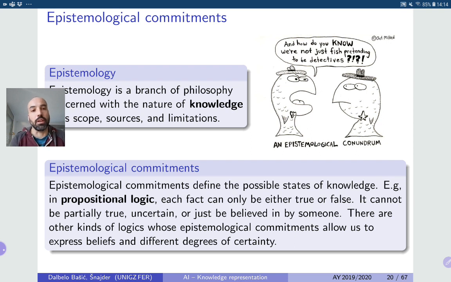So, for example, in propositional logic, the epistemological commitments are such that each fact can be either true or false, and there is nothing in between, right? So it cannot, for example, be partially true or uncertain or unknown, right? Or just believed by some people but not by others. There's other kinds of logics that actually allow for epistemological modalities, like different levels of knowledge. And fuzzy logic is, I guess, the simplest example, where you would allow for a certain fact to be sort of true but not entirely true, and so forth.